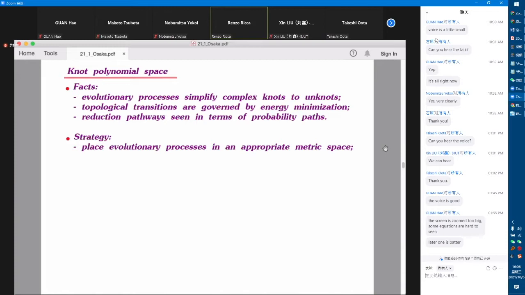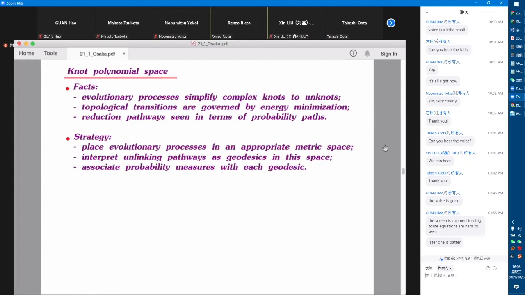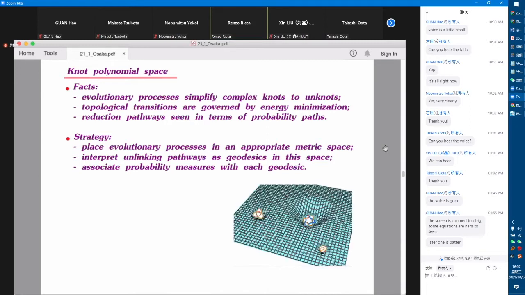So the strategy is to place evolutionary processes in an appropriate metric space and then interpret these unlinking pathways as geodesics in this space. This is really Arnold's philosophy. When we do this, we want to associate probability measures with each geodesic. And in doing this, we have to resort to the HOMFLY-PT polynomials, in their adapted form. In other words, to associate some numerical values, to weight these knots. And when we weight these knots by the numbers that we get, we may think that these knots are modifying this metric space. So this is the Einstein idea.